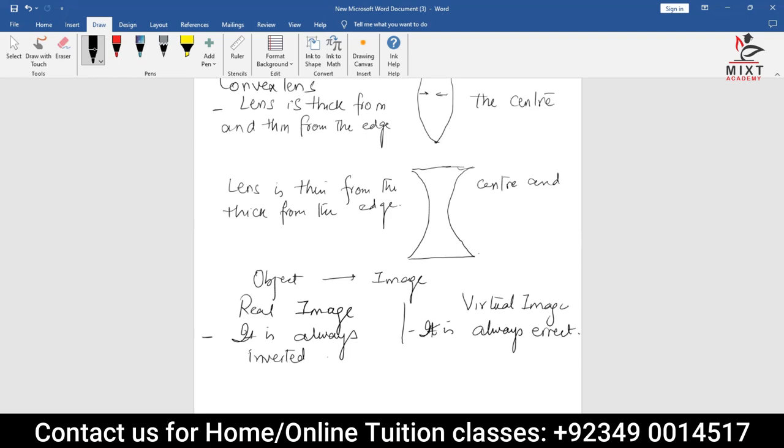Any proper equipment in your mind which made a virtual image, can you give me a name of it? Virtual image equipment which actually made a virtual image. Yes, anyone? My question is, what about the plane mirror? The mirror we have in our house, what do you think? What type of image does your plane mirror make?